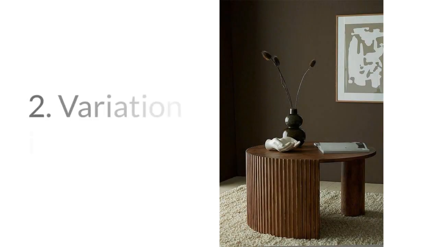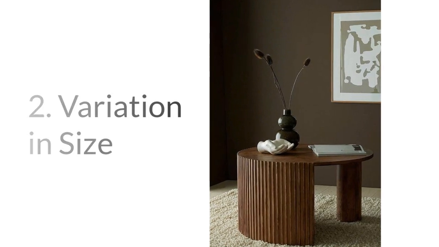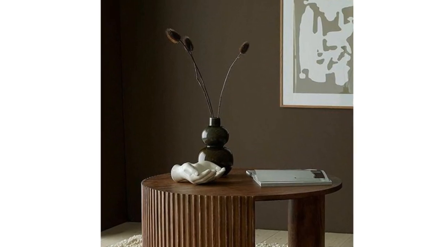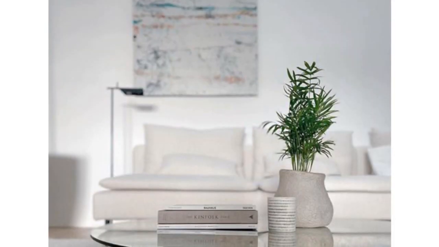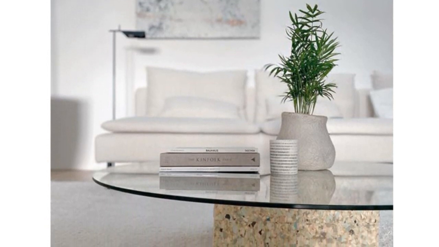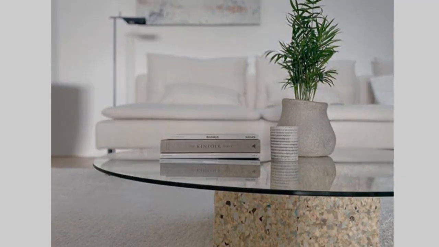Number 2. Variation in size. Variation in the size of objects placed on your coffee table can truly make it look amazing. By combining different variations, you create a visually appealing and dynamic arrangement that captures attention.